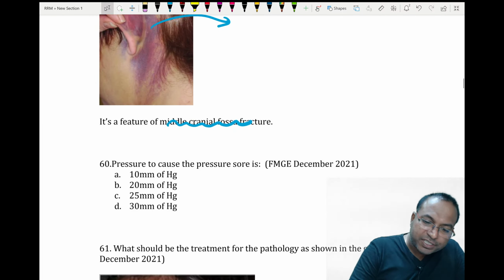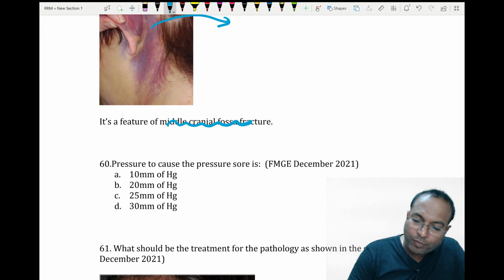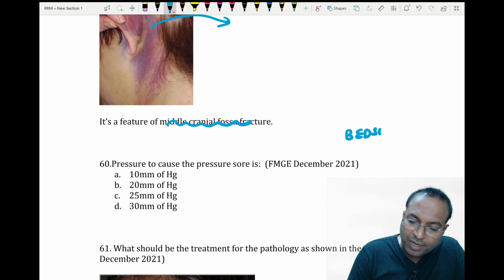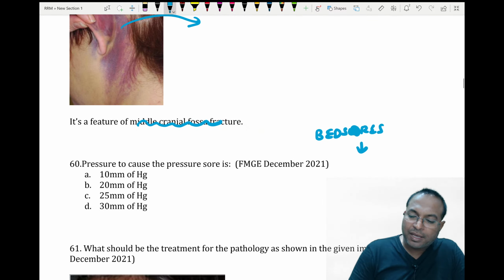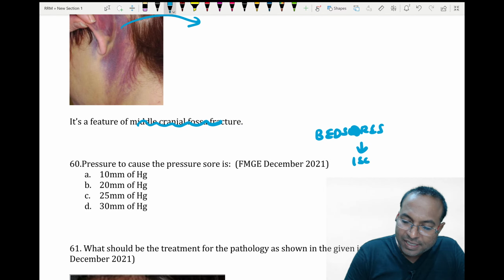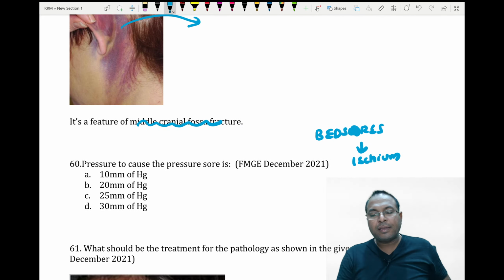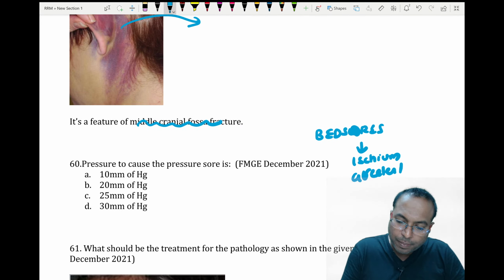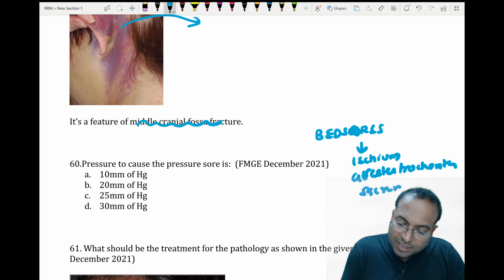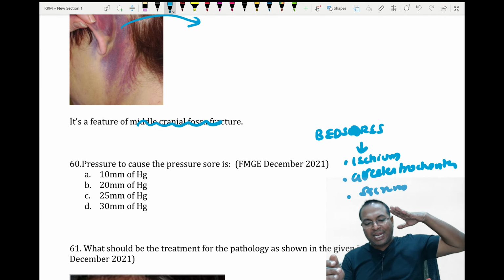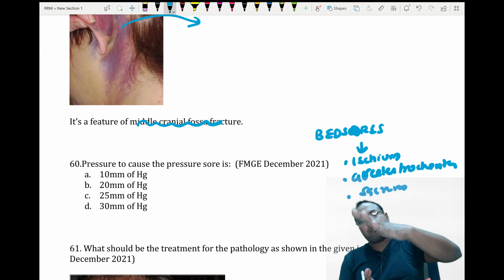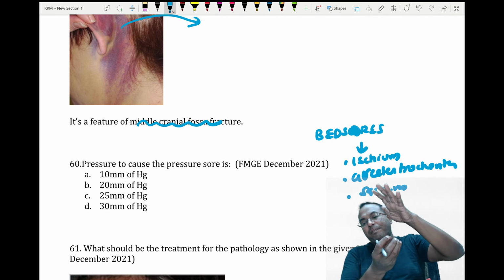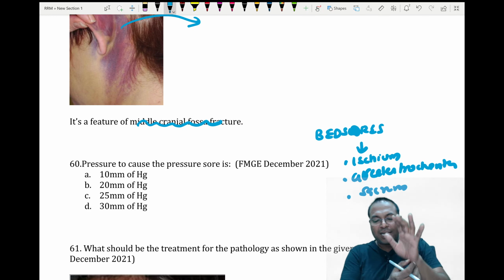Pressure to cause pressure sore, bed sores. I hope you know very well. Bed sores are very commonly seen in the paraplegia patients and CVA patients. It is very commonly seen in ischium, in the back, gluteal, greater trochanter areas, sacrum. In all these places it is very common. It is because of continuous lying of the patient in the same position. The capillary pressures are high and that will go for ischemia.